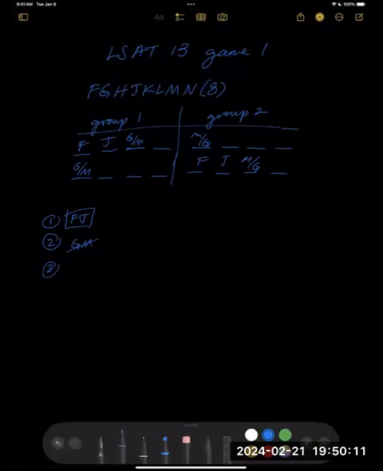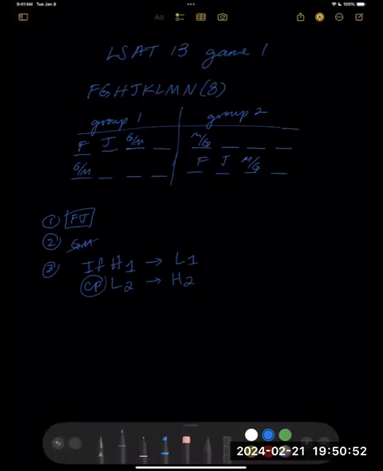Rule 3, we have a conditional. So if H is in 1, then L is in 1. And the contrapositive would be if L is not in 1, or if L is in 2, then H is in 2. So for this rule, it's going to be triggered if H is in group 1 or if L is in group 2, but we could avoid triggering it by putting L in group 1 and H in group 2. So this is not the same as rule 1, right?